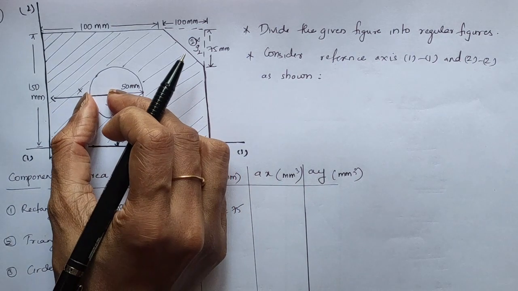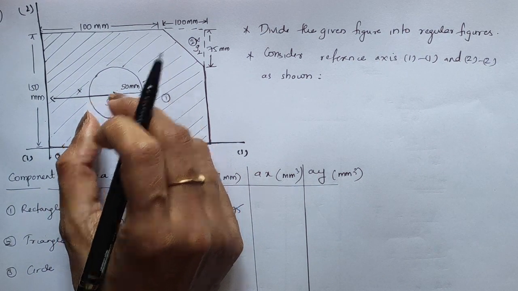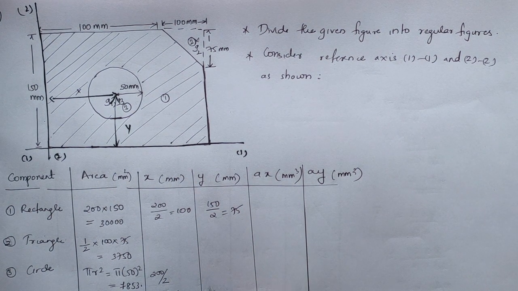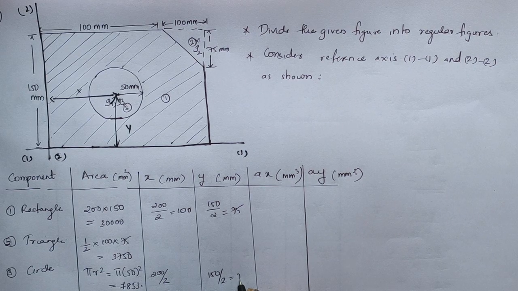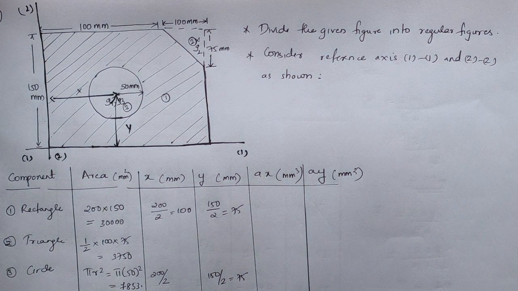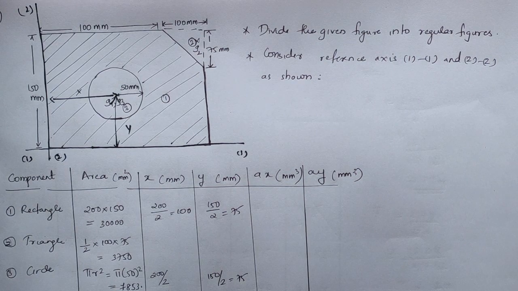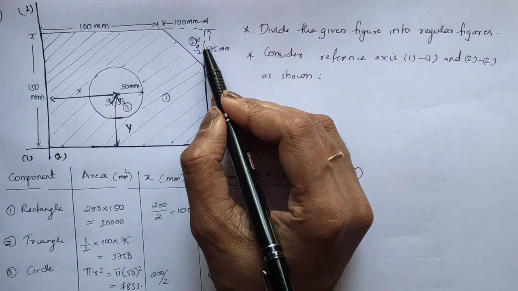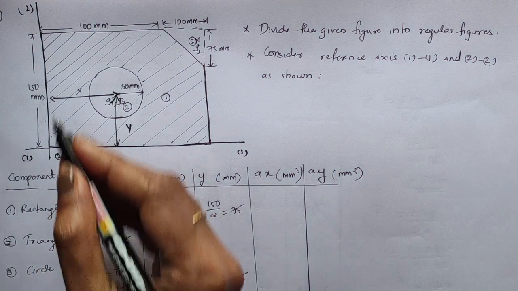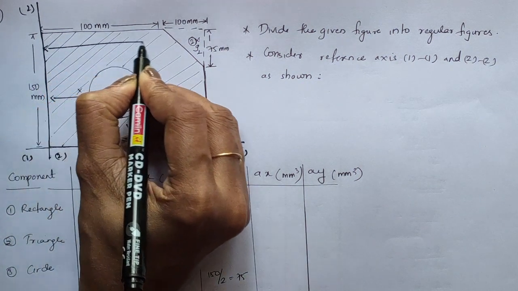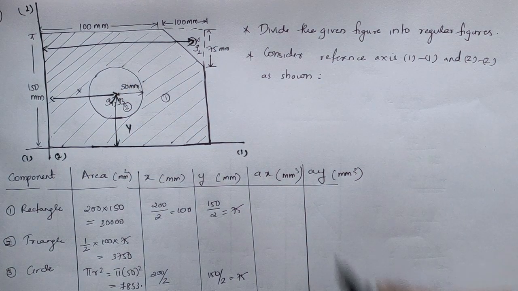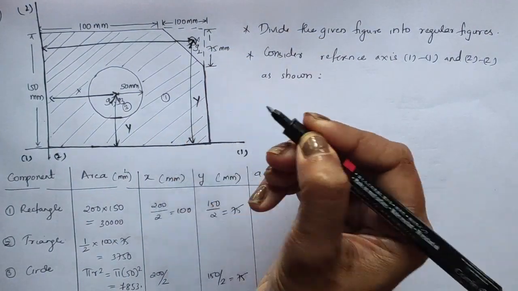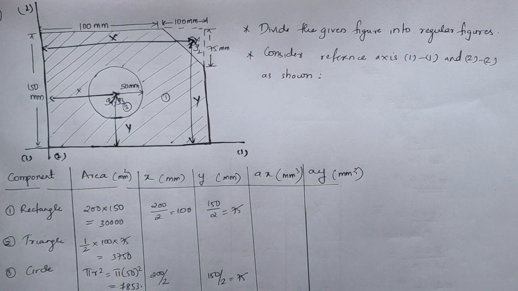Some of them may write just 50 because the 50 becomes the center, but from this axis you need, so obviously it's going to be the center, that is 100. And again this is 150 by 2, which is 75. Now for the triangle, when you have to find out, you can see here the triangle x distance will be the distance from this particular axis till here, and the y distance will be from here till here. So this will be the y and this will be the x for the triangle.